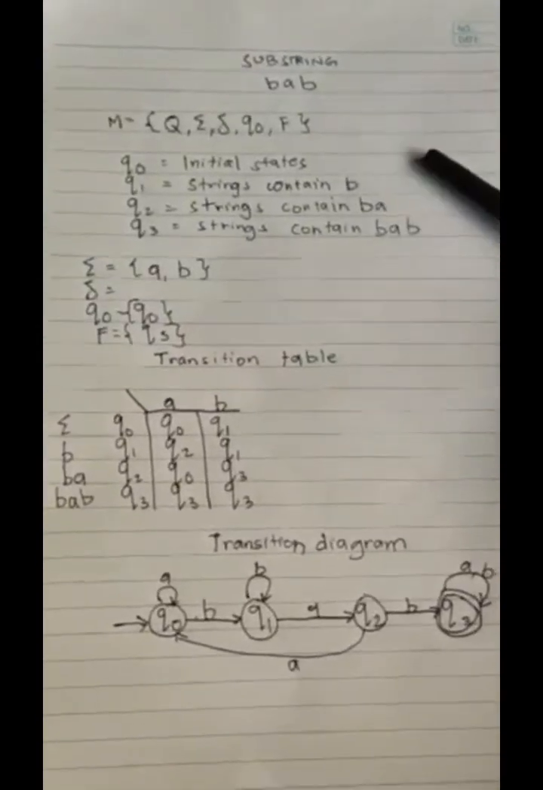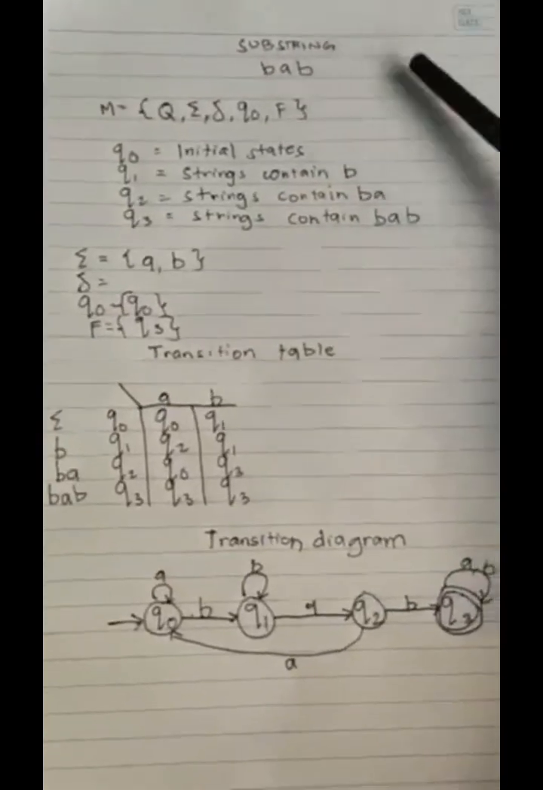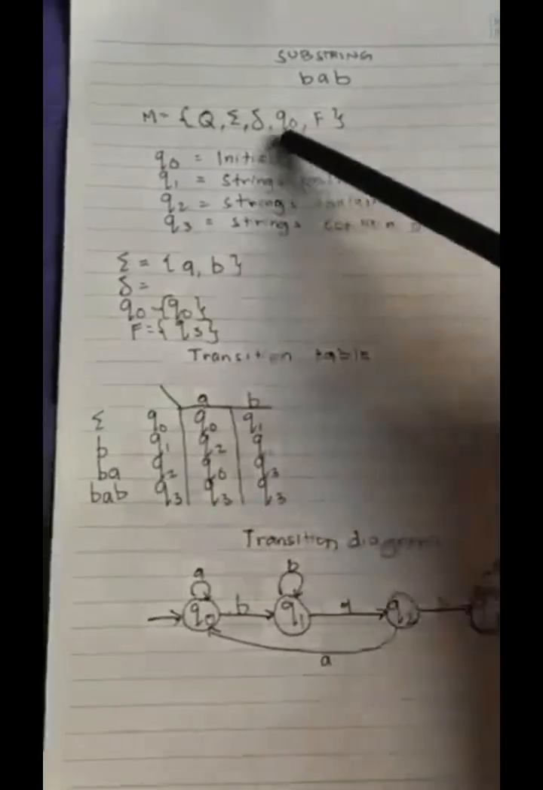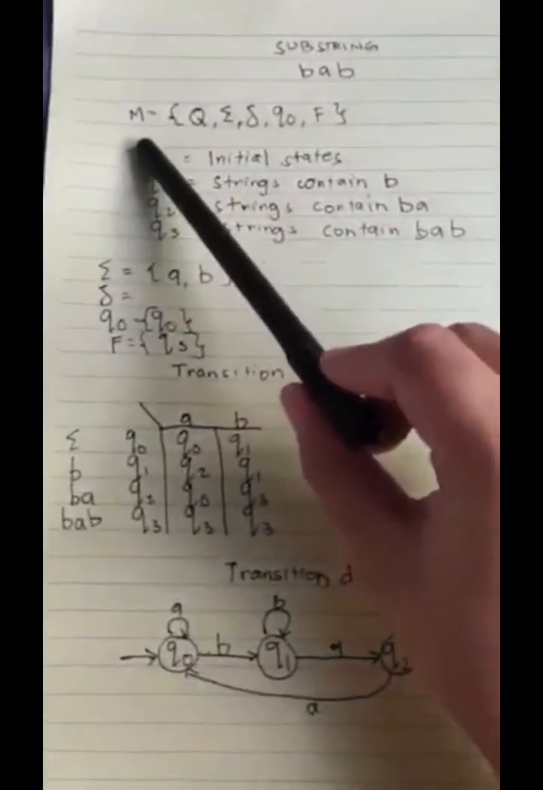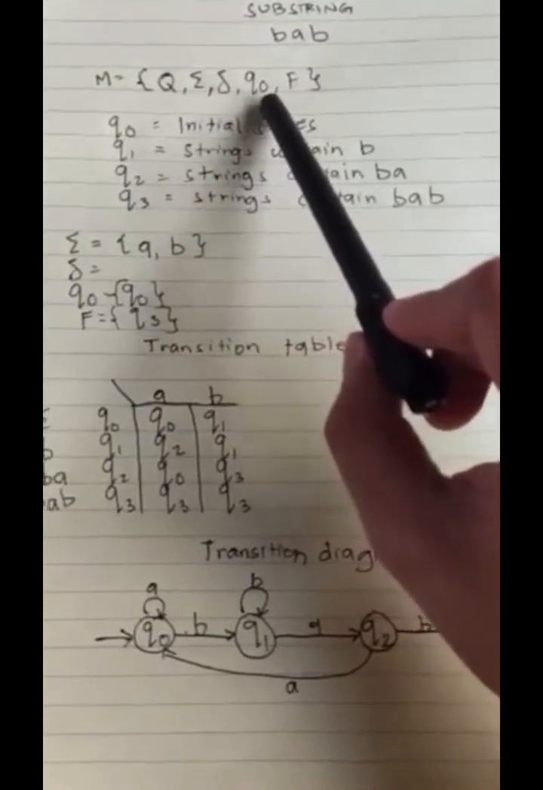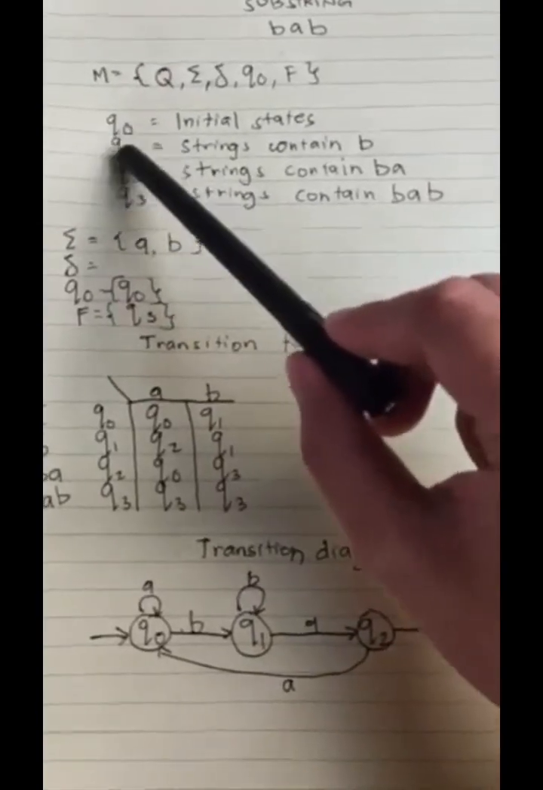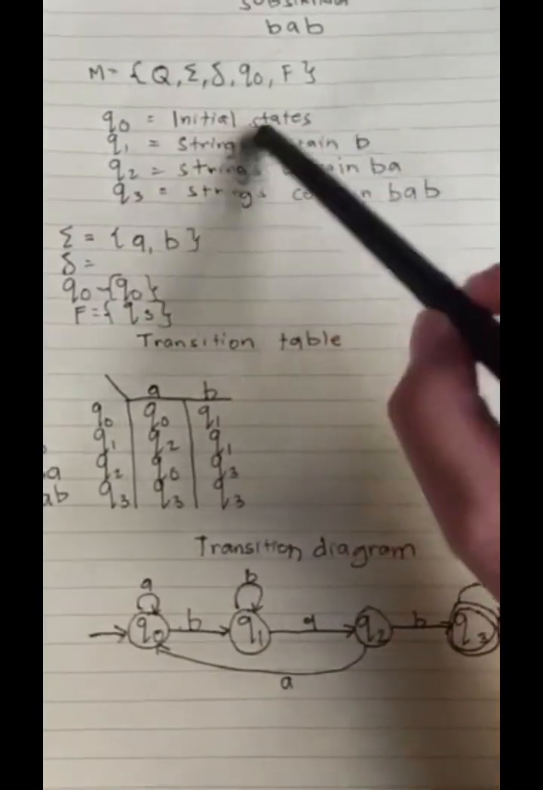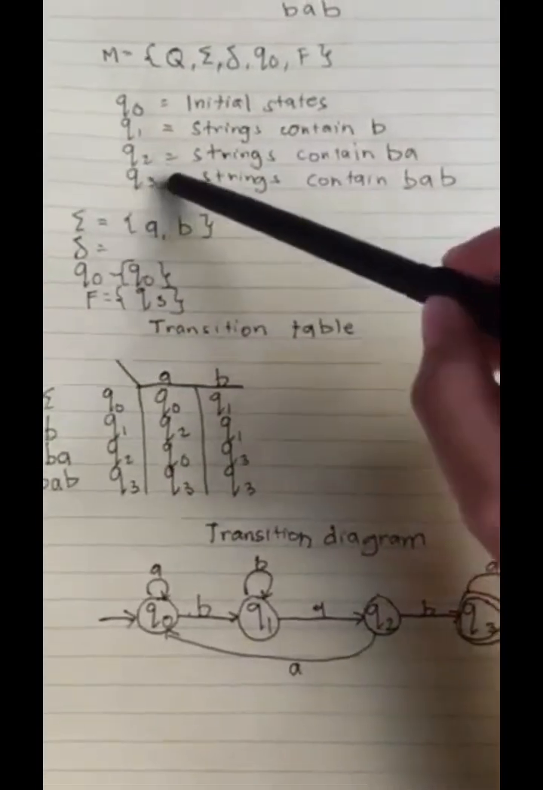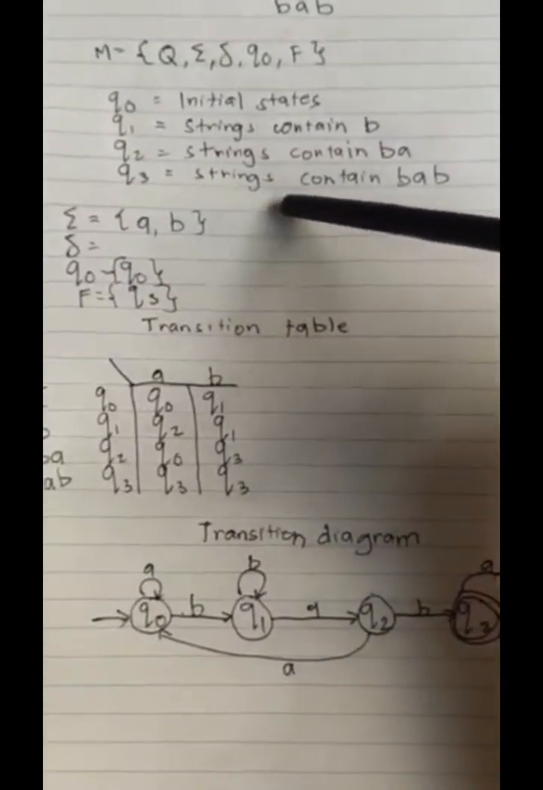Substring BAB. So what does it mean? The DFA should accept all the strings that contain the string BAB. So let's get started. First, we put our mathematical model, and it consists of Q, sigma, del, Q0, F. Q0 is the initial state, Q1 is strings containing B, Q2 is strings containing BA, Q3 is strings containing BAB.